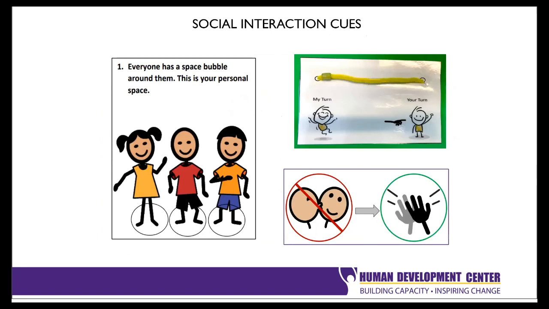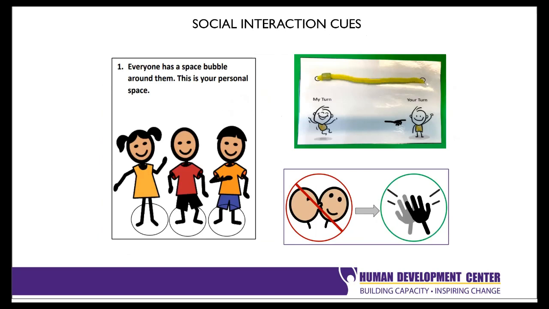This first one, everyone has a space bubble around them. This is your personal space. This helps the student visualize where they stand in relation to their peers in the space that they're in. We also have a my turn, your turn visual. This is just a pipe cleaner with a bead on it that the students move back and forth. It's my turn to talk, or it's my turn to do the activity. I'm finished. All right, I'm going to move it to your turn. Now you take over with the conversation or the activity.